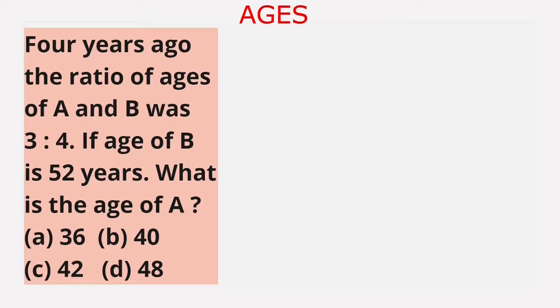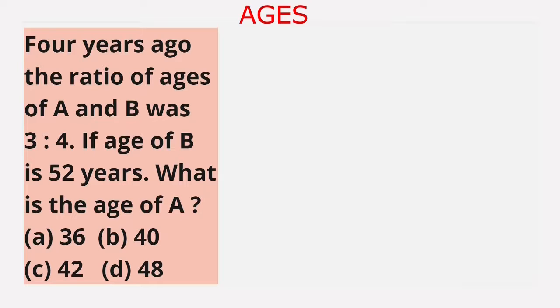Option C is 42. If we subtract 4 from 42, we get 38, which is not divisible by 3. So this is not our answer. And 48, when we subtract 4 from it, we get 44. That is also not divisible by 3. Hence our answer must be option B, 40.